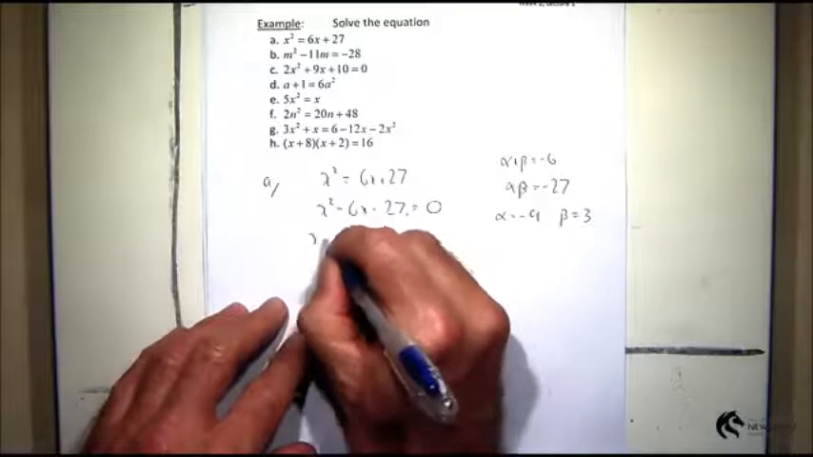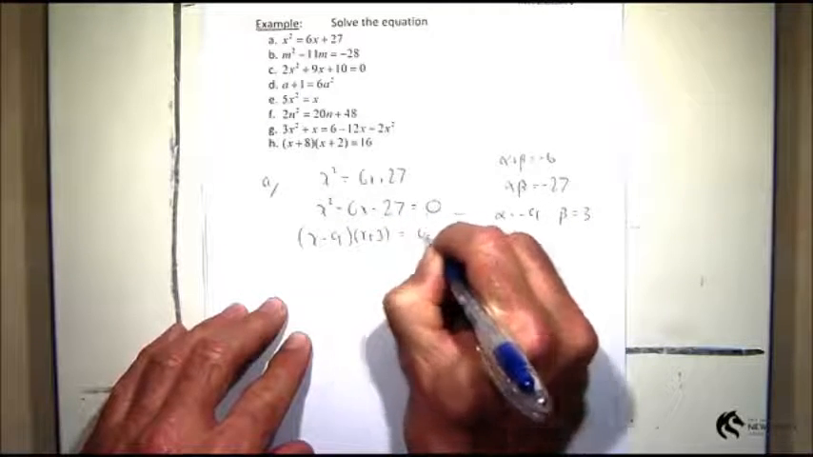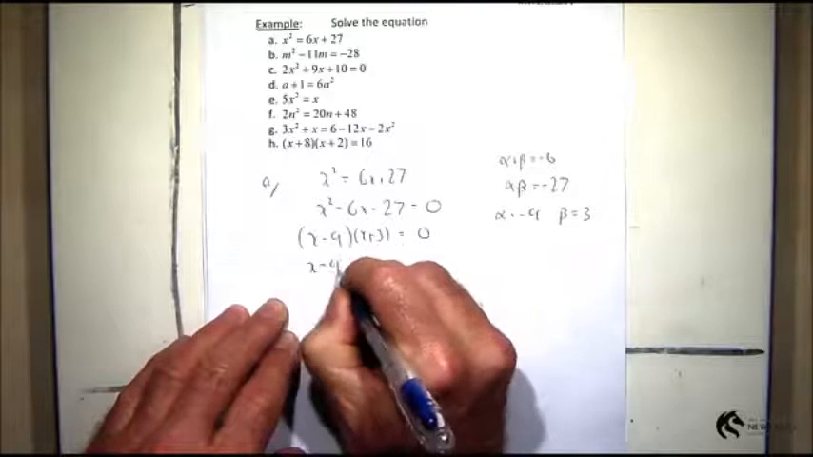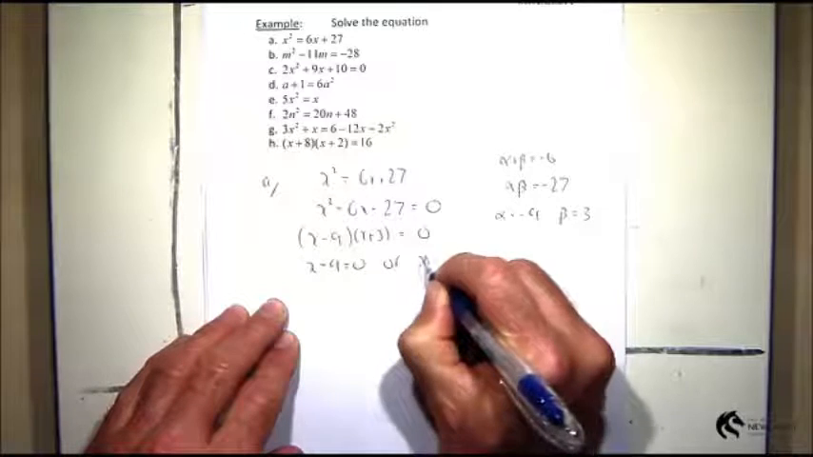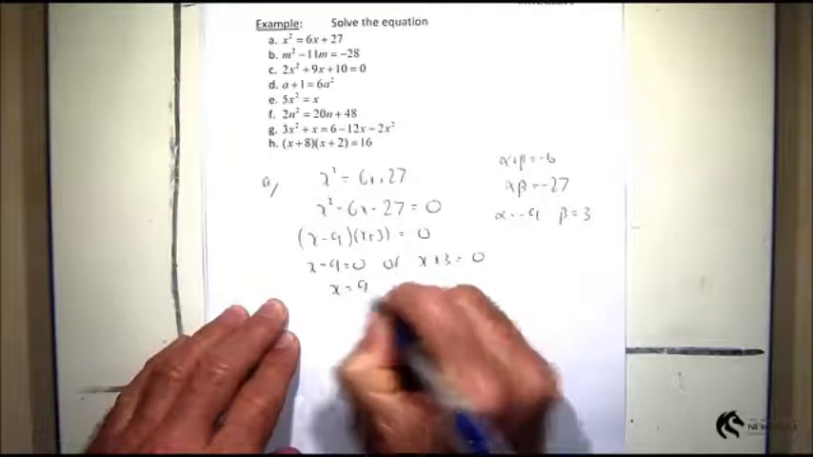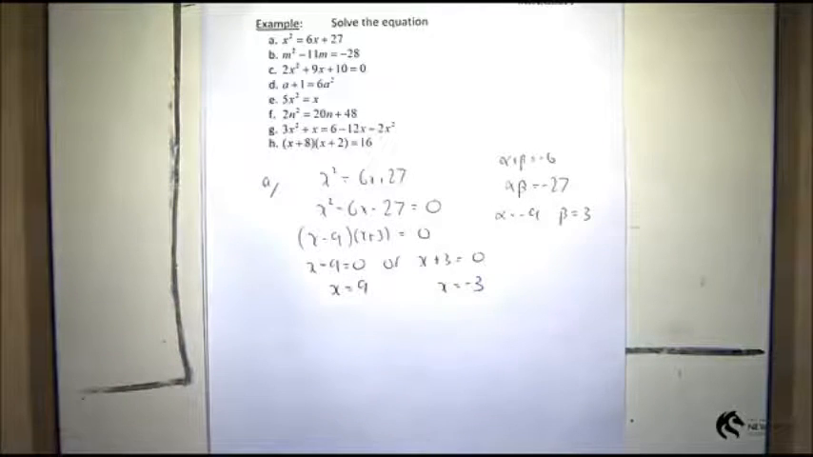I've got x minus 9, x plus 3 is equal to 0. So therefore x minus 9 is equal to 0, or x plus 3 is equal to 0. So I have 9 or minus 3. Done. I like these, I can do them. Well, I could do that one anyway.